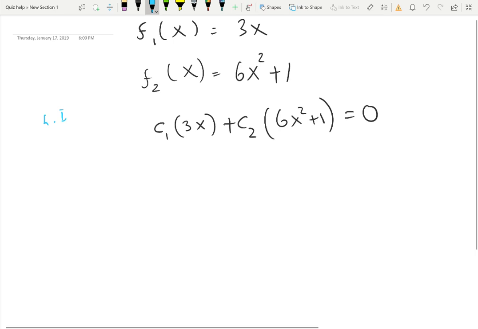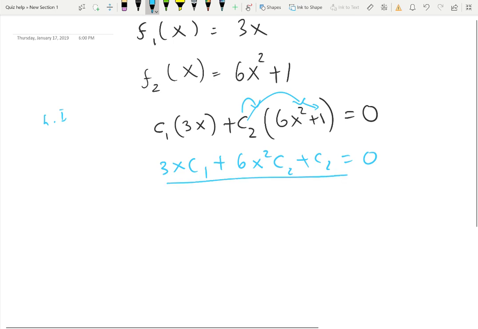So we use exactly the same idea. Now what we are going to do is solve for c1 and c2. That's the method. So let me show you how we can do that. Let's rewrite this: 3x c1 plus, let's distribute this c2, 6x square c2 plus c2 times 1, which is c2. Let's regroup these terms. I would give priority to the x square term, so it looks like a polynomial: 6x square c2 plus 3x c1 plus c2 is equal to 0.